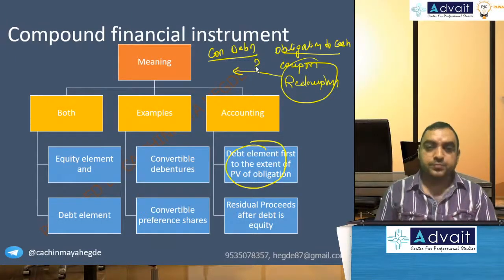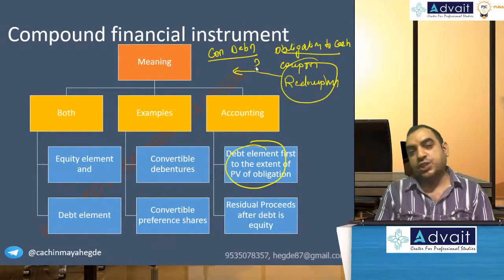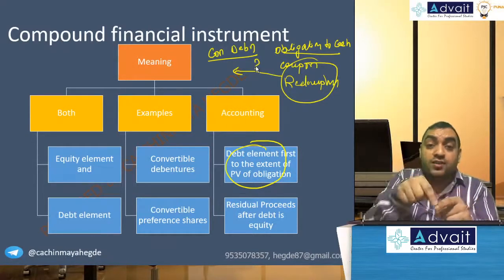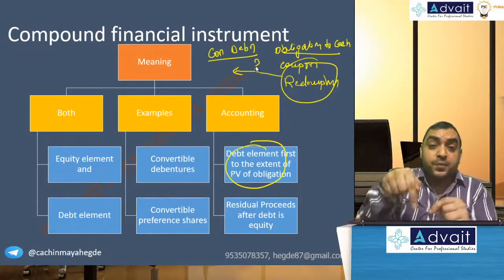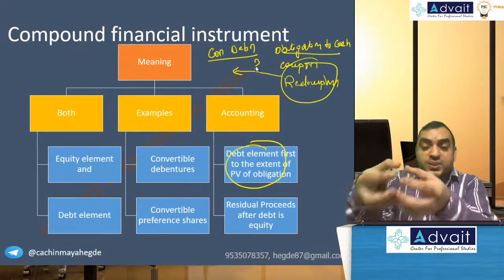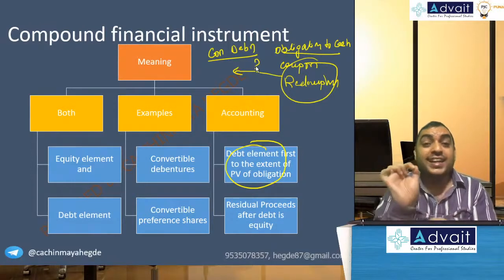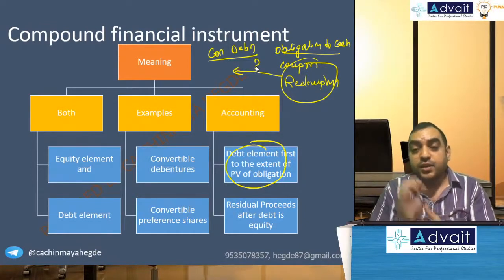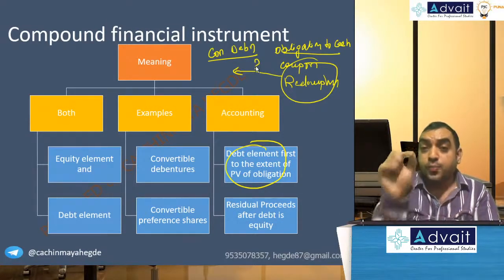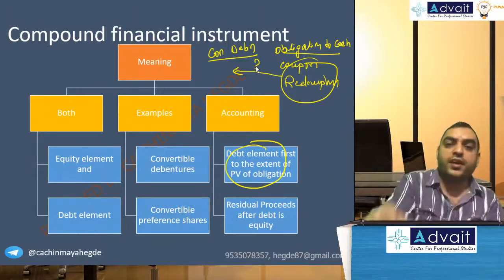I'll repeat once more. To compute the debt component, you have to do present value of future cash flows. Convertible debenture coupons, convertible debenture redemption price becomes cash flows. Its present value means discounting rate. Discounting rate means pure lending arrangement, not convertible debenture. Therefore, the non-convertible debenture coupon rate is used as discounting rate. Convertible debenture coupon rate is cash flow.